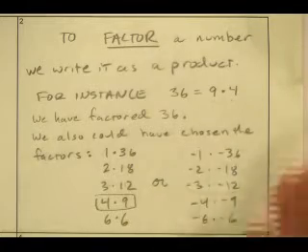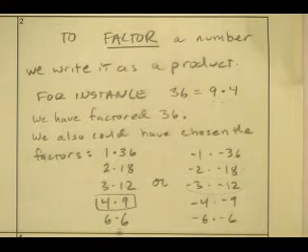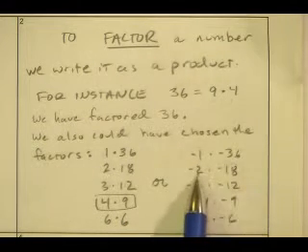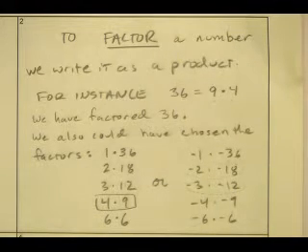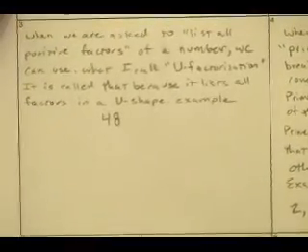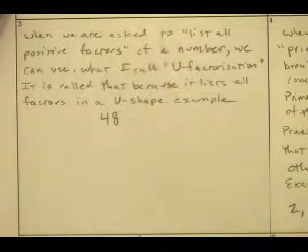Does it have to be 9 and 4? No, I could have chosen 1 and 36, 2 and 18, 3 and 12, 4 and 9, 6 and 6. Any of these factor pairs. As a matter of fact, I could have been crazy and done -1 and -36, -2 and -18, and chosen any of these products. Either way, I factored 36. That's what factoring is. Sometimes we're asked to list all the positive factors of a number.